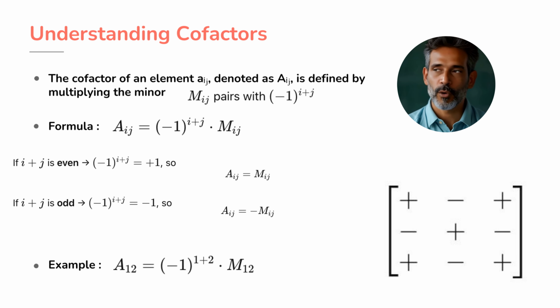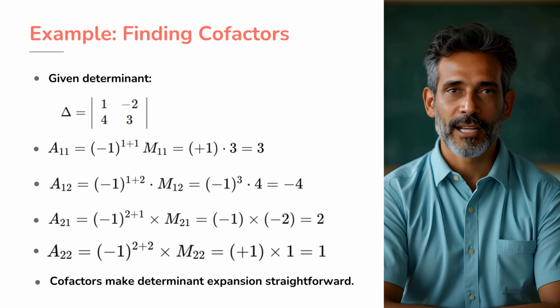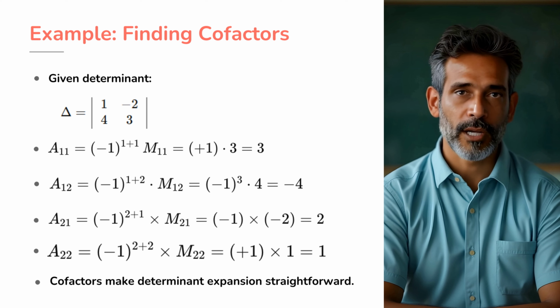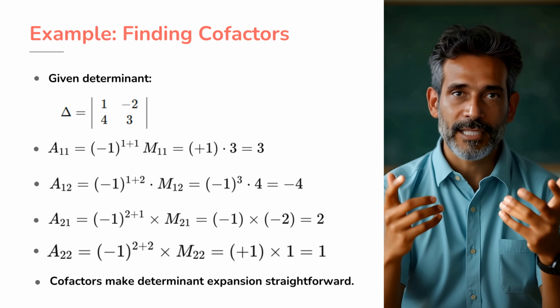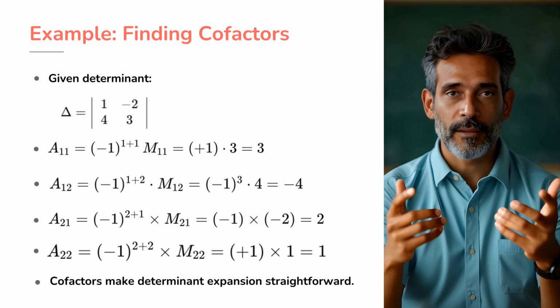For instance, going back to our previous determinant example, the cofactor of element -2, which is at position first row, second column, becomes -1 raised to power 1 plus 2 multiplied by 4. Since 1 plus 2 is 3, an odd number, the cofactor becomes -4. To understand clearly, let's revisit our 2x2 determinant with first row elements 1, -2, and second row elements 4, 3.